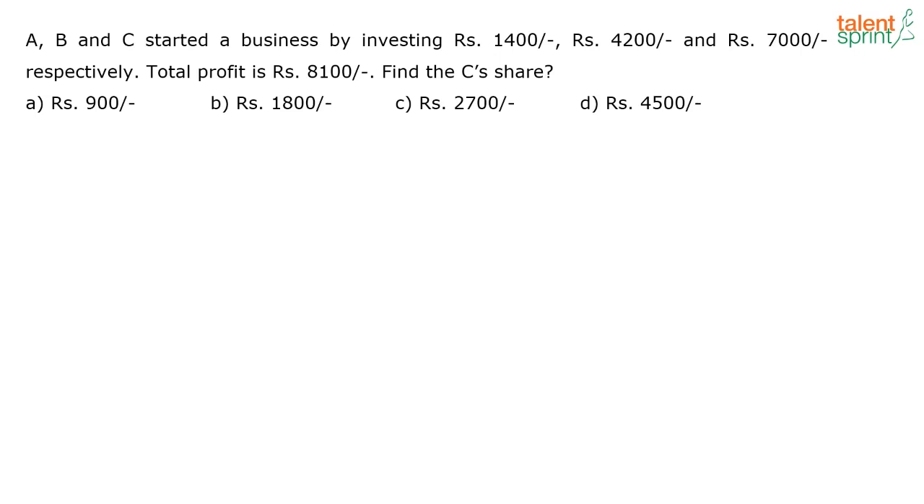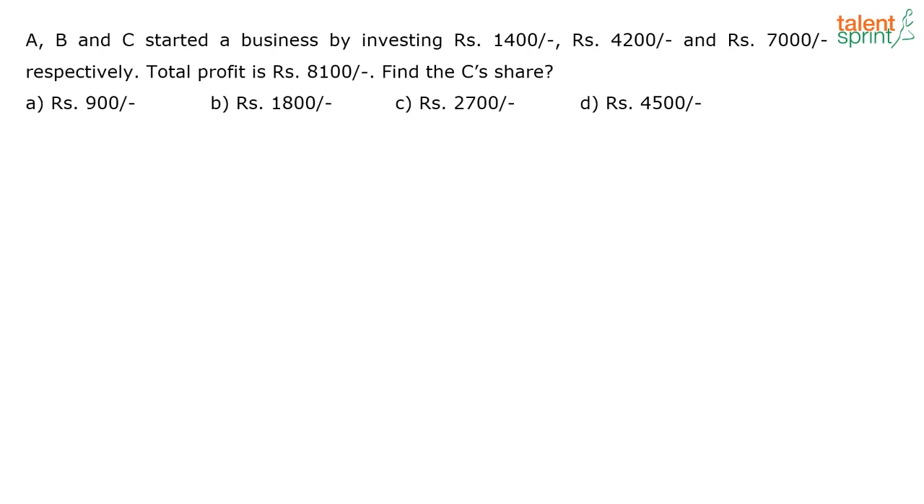First question. A, B and C started a business investing 1,400 rupees, 4,200 rupees and 7,000 rupees respectively. The total profit is 8,100. Find C's share. So here, if you look at this question, nothing is given about the period of investment. So we can assume that they are investing it for the same time period, right? Otherwise, they will mention A is investing 1,400 rupees for 8 months, then B is investing so much money for so many months. Nothing like that is given here. So I, in general, assume that the period of investment is the same for all the three people.